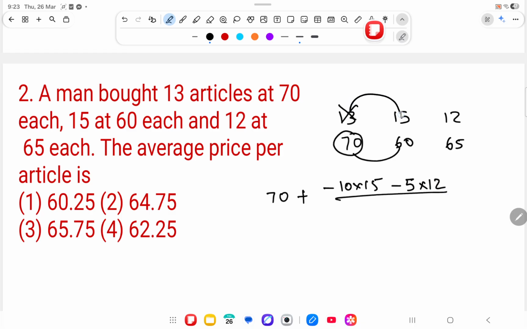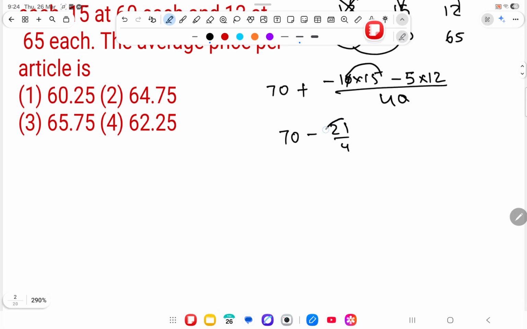total divided by 28 plus 12, 40. So 70 minus 150, say 0, 150 means a 0 is there, 5 into 12, 60, a 0 is there, 0, 0 got cancelled. Then 15 plus 6, 21 by 4. This goes by, it will be 5.25. So 70 minus 5.25. First remove 5, 65, and remove 0.25, 64.75.